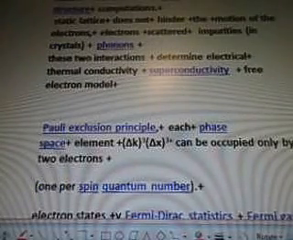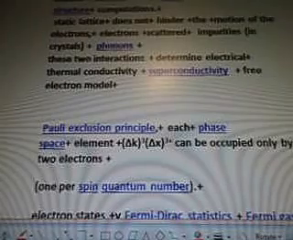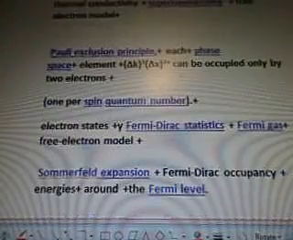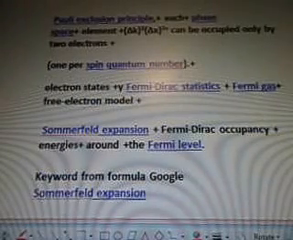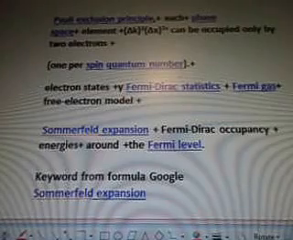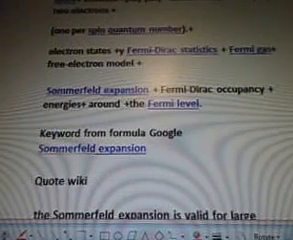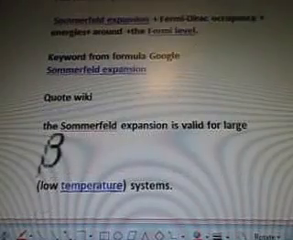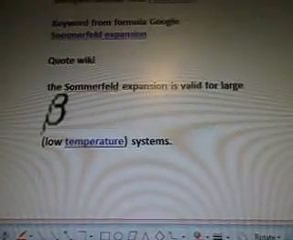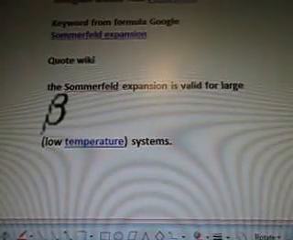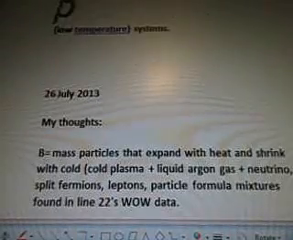Pauli exclusion principle. Each phase space element, symbols, can be occupied only by 2 electrons, 1 per spin quantum number. Electron states, Fermi-Dirac statistics, Fermi gas, free electron model. Sommerfeld expansion, Fermi-Dirac occupancy, energies around the Fermi level. Keyword for formula, Google Sommerfeld expansion. Quote from Wiki, the Sommerfeld expansion is valid for large B low temperature systems.